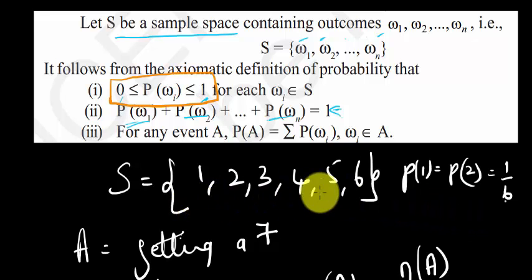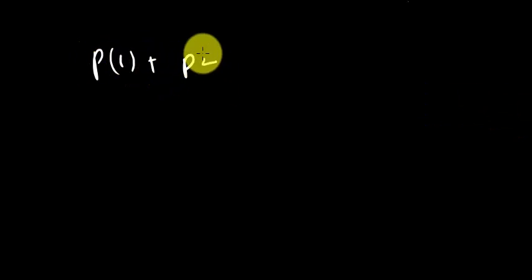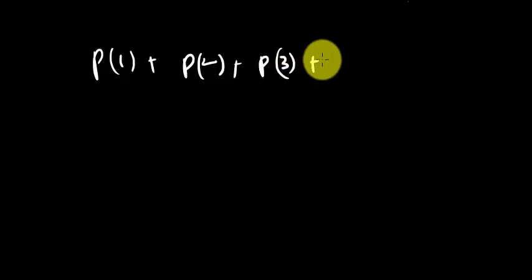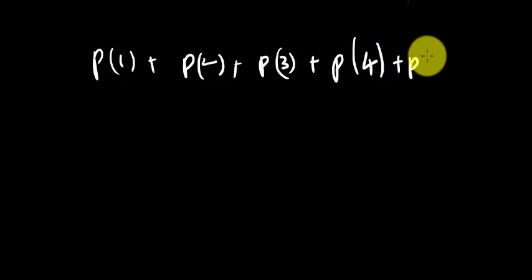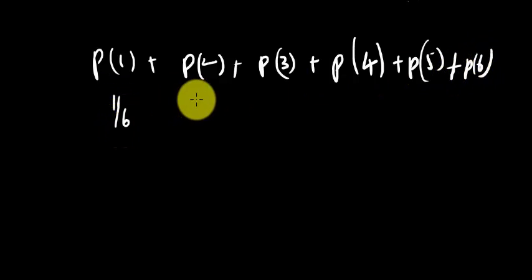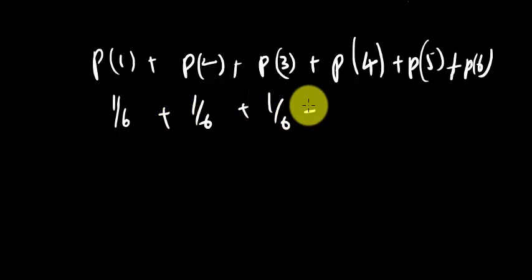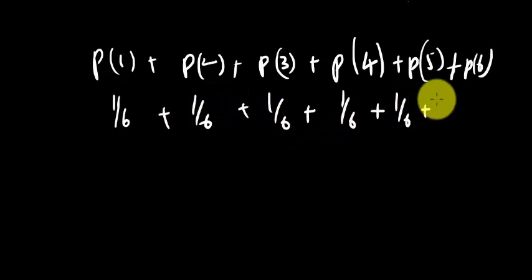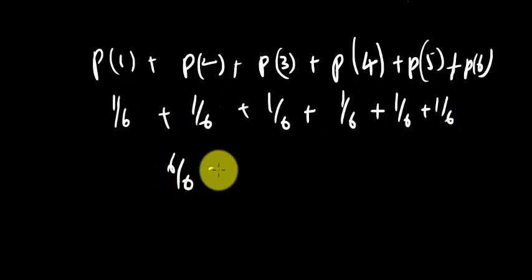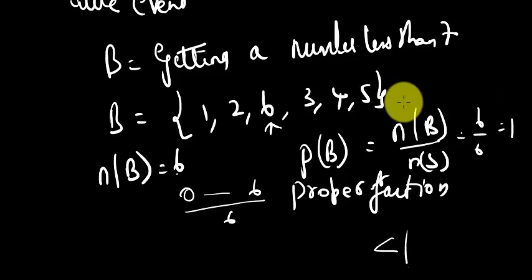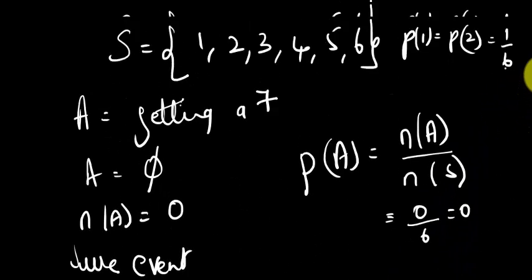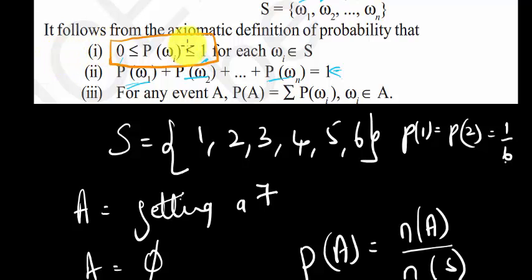Now when I sum up all the probabilities of individual items, which is probability of 1 plus probability of 2 plus probability of 3 plus probability of 4 plus probability of 5 plus probability of 6, I get 1/6 plus 1/6 plus 1/6 plus 1/6 plus 1/6 plus 1/6, which is nothing but 6/6, which is 1. Correct? So I've just proved that assigning probability using this method satisfies the first condition, which is that it's going to be a number greater than or equal to 0 and less than or equal to 1.